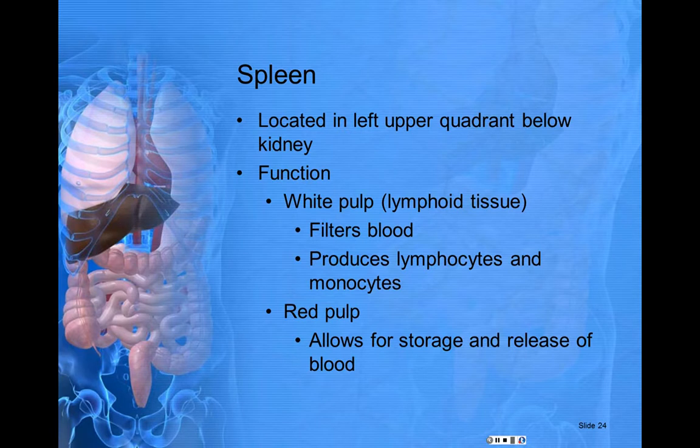Its function is to filter blood. The white pulp, or lymphoid tissue, produces lymphocytes and monocytes. The red pulp allows for storage and release of blood.